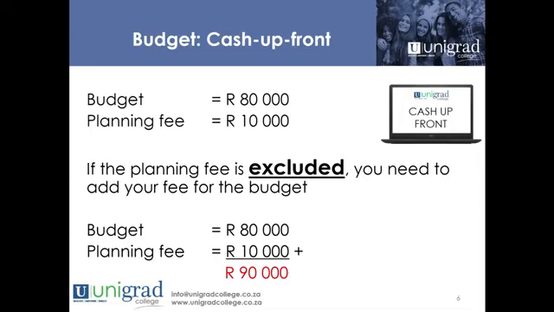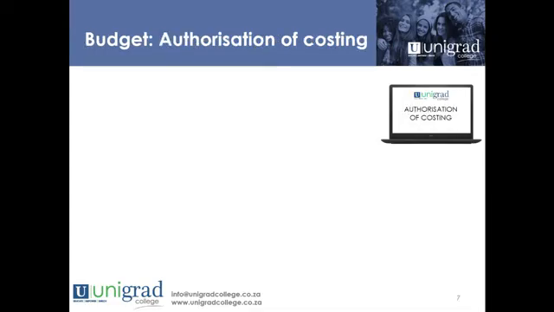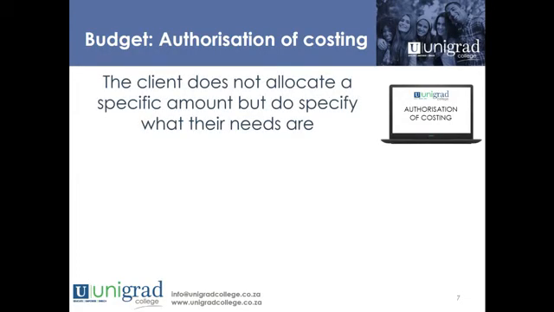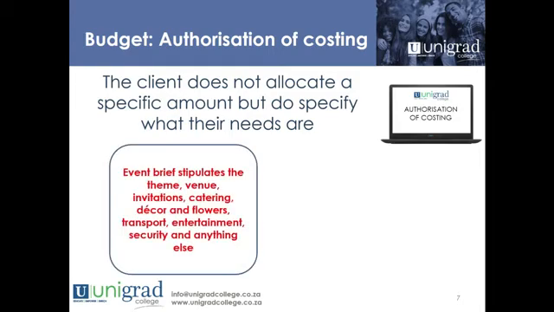Let's consider the other budget option, the authorization of costing method. Here your client will brief you about their event requirements. However, they will not give you a set budget. They may give you an estimation, however, that is not cast in stone. If we consider a wedding again, with this method the client may stipulate venue requirements, catering and all other needs.